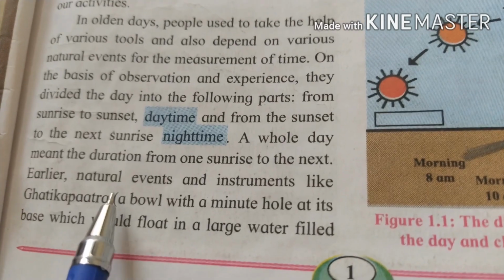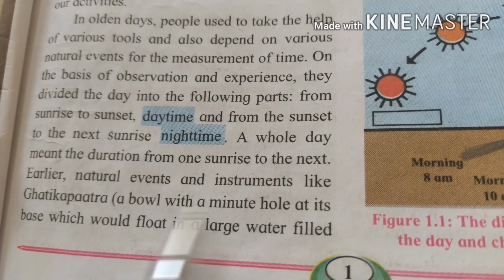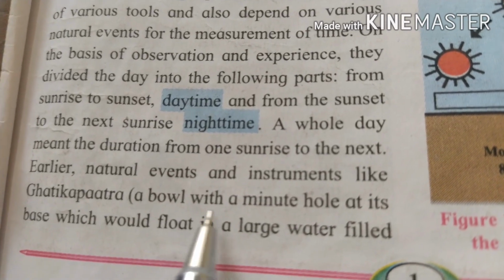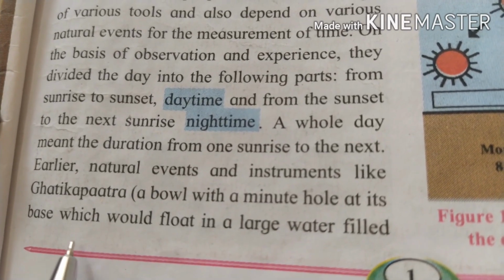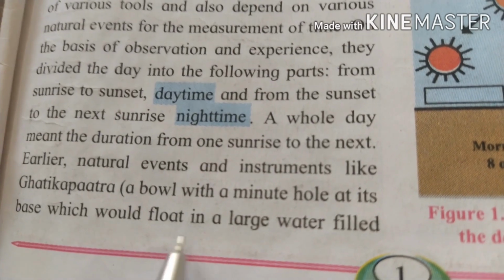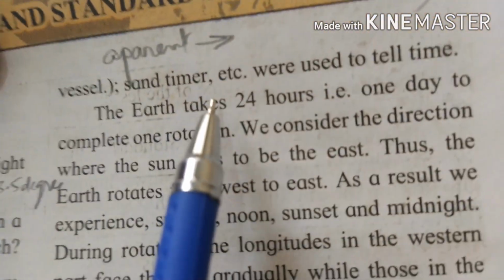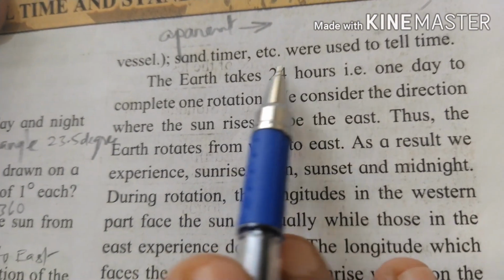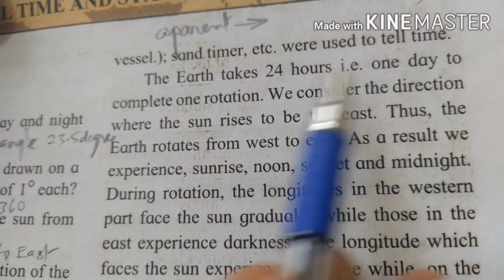Earlier, natural events and instruments like the Ghatika Patra were used. It is like a bowl with a minute hole at its base which would float in a large water filled vessel. The next one is the sand timer, where the sand is kept in a bowl and it is flowing. So they used these to tell the time.